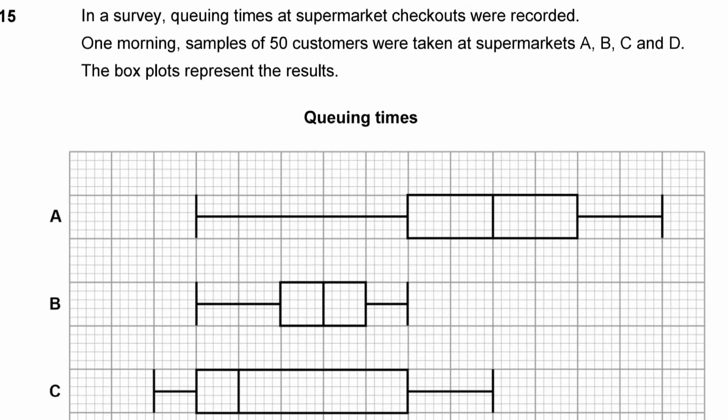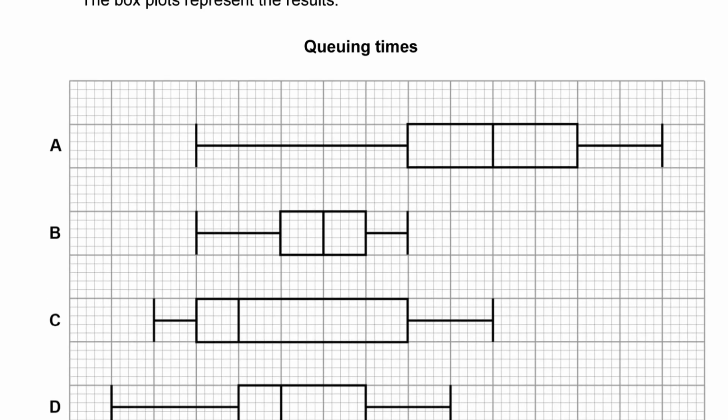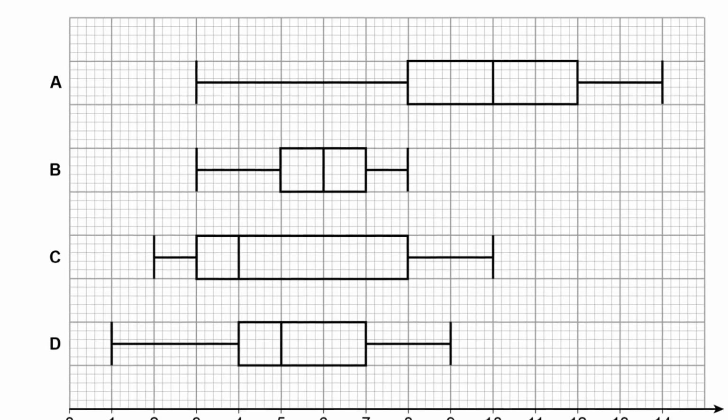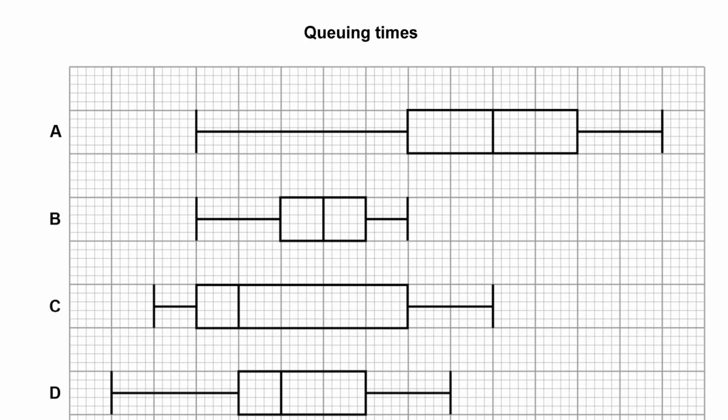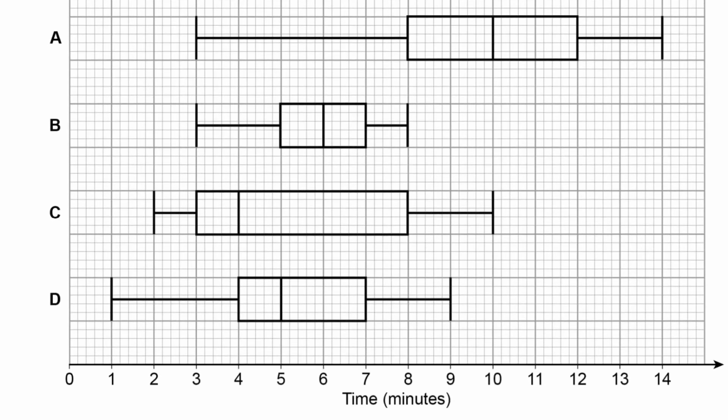In a survey, queuing times at supermarket checkouts were recorded. One morning, samples of 50 customers were taken at supermarkets A, B, C and D. And the box plots representing the results are shown here. So these are a measurement of queuing times then. Okay, and we've got the 4 different shops, A, B, C and D, and each of the shops has its own box plot showing the quartiles and the highest and lowest values and the median.